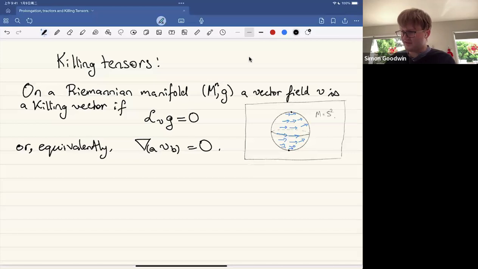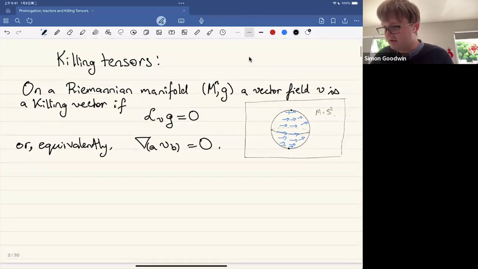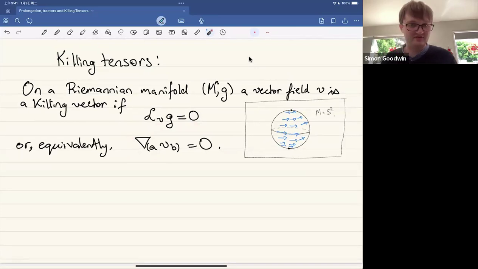So, starting right at the start, killing tensors on a Riemannian manifold are, at least in the rank 1 case, vectors which essentially generate isometries of the manifold. Another way of writing that is that the Lie derivative of your metric along the flow of your killing vector is 0, or in a much more algebraically manipulatable form, this, where I'm going to be using abstract indices throughout. Little letters denote tensors, and when we get to tractors later on, I'll let you know what denotes them.